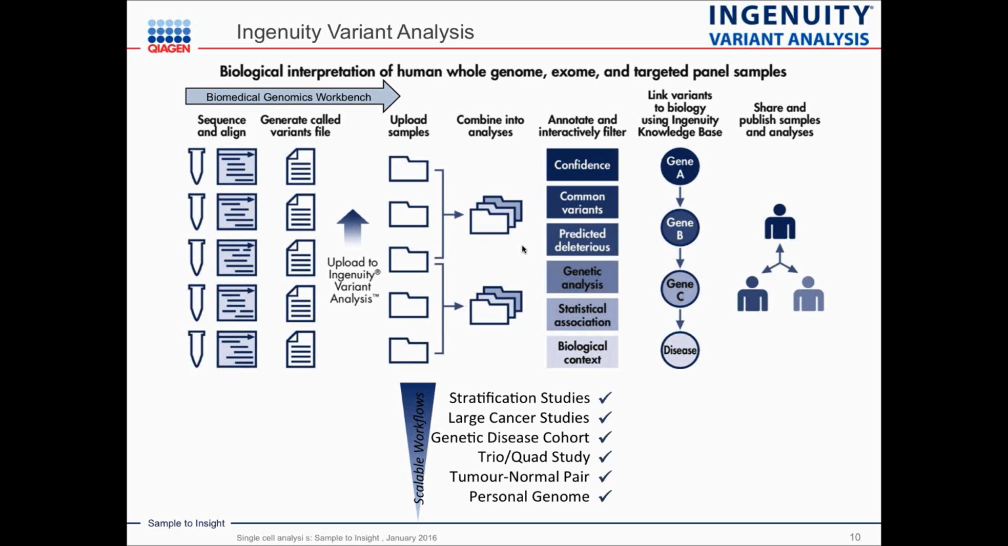And then this type of analysis is possible to do at a variety of scalable workflows. So you can use this for a large number of samples, or you can use this for an individual sample. So you can use it for stratification studies, large cancer studies. You can use it for a genetic disease cohort. Typical examples might be trio analysis or other types of family analysis, tumor normal pair, or a personal genome.